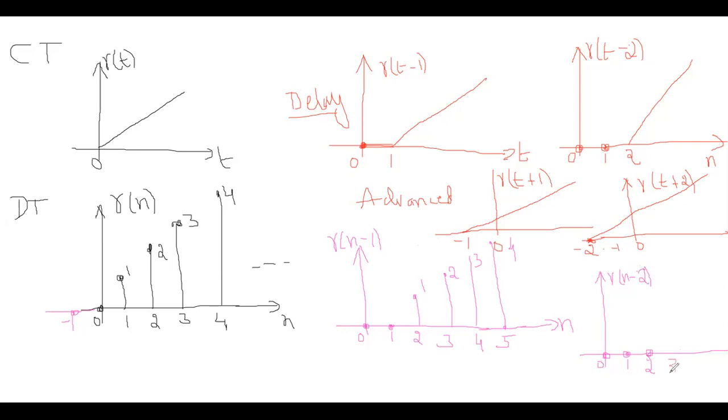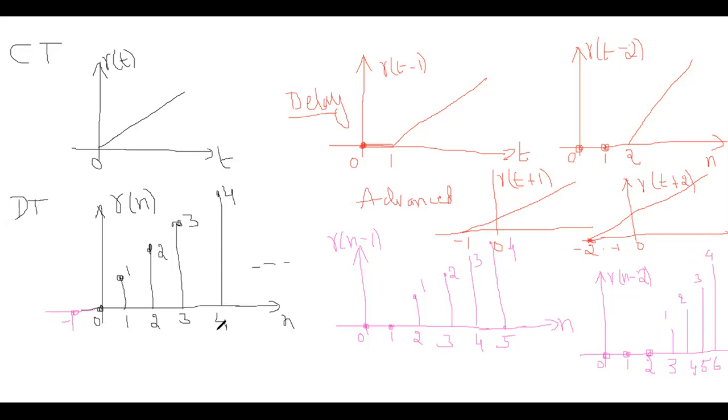So at 3, the value is 1. It means whatever the value at 0 will get at 2, because it is a shifting of 2 samples. For 4, it's a 2. For 5, it is a 3. And for 6, you'll get the 4.